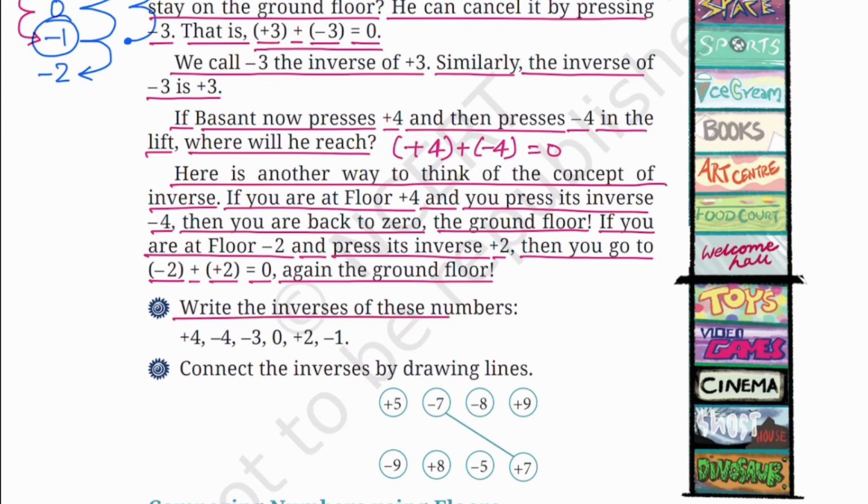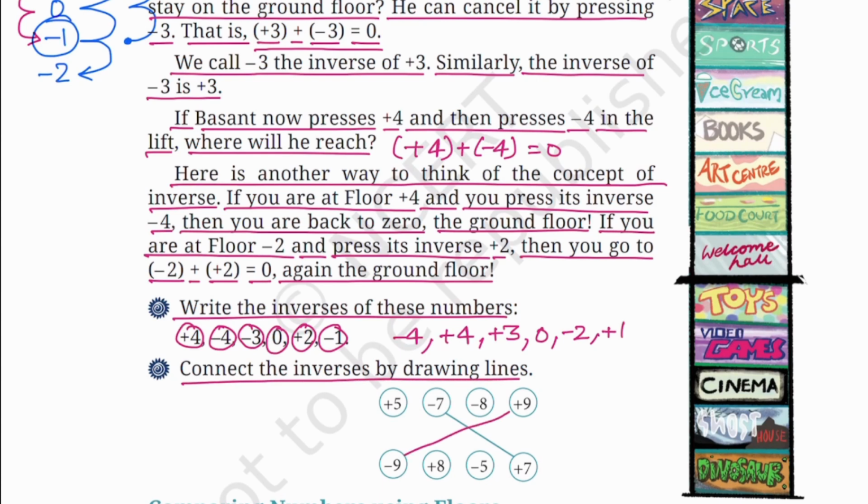Write the inverses of these numbers. Inverse of plus 4 is minus 4, minus 4 is plus 4, inverse of minus 3 is plus 3, inverse of 0 is 0, inverse of plus 2 is minus 2, inverse of minus 1 is plus 1. Connect the inverses by drawing lines. Like this.